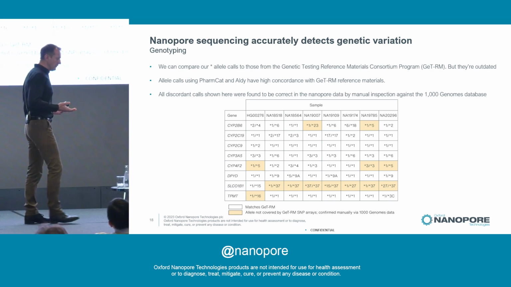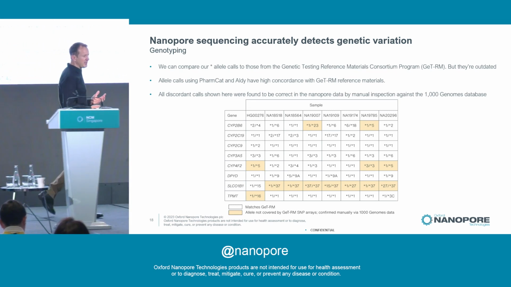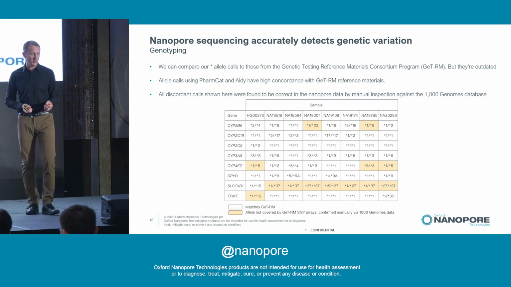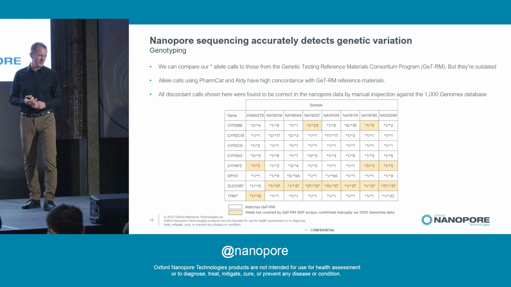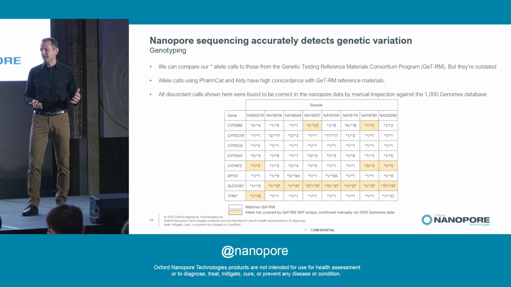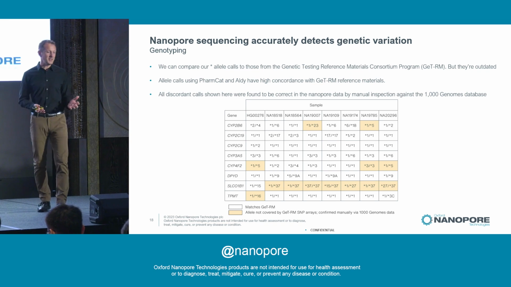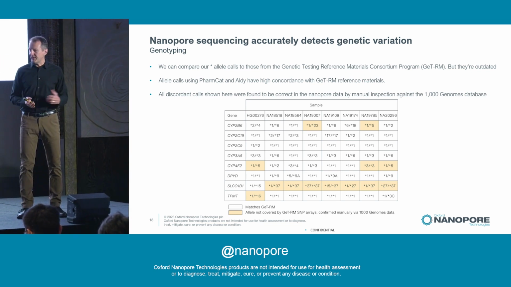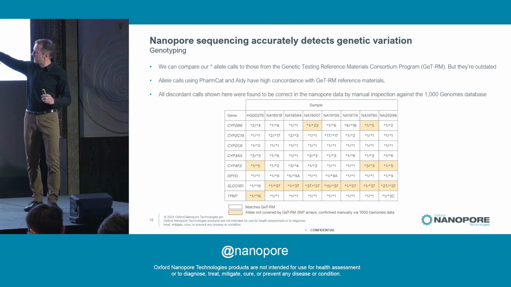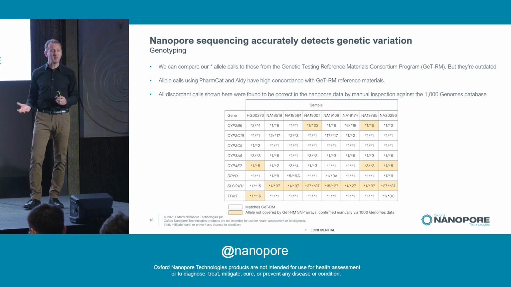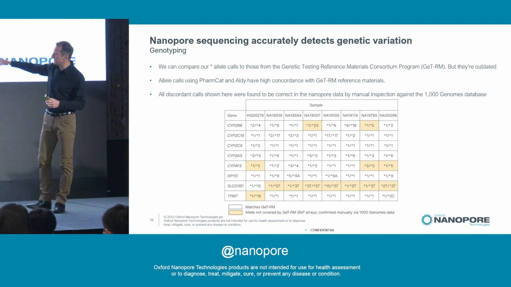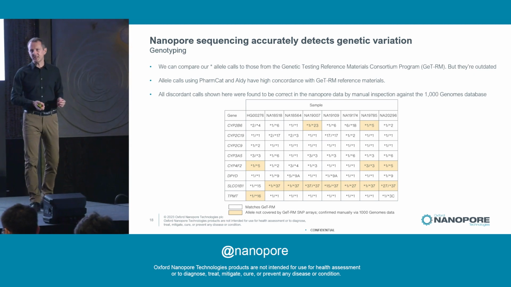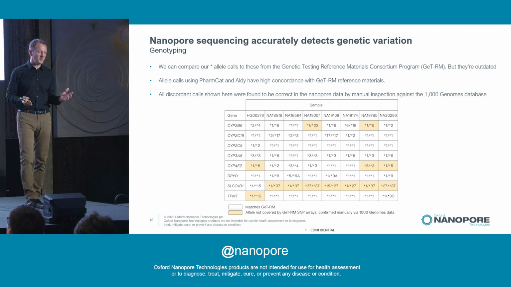And how do we do overall? Well, we can compare the results that we get from our allele calling with the results from the Genetic Testing Reference Materials Consortium program, which is probably better pronounced as GeT-RM. But the problem is that the database that we have for comparison is a bit outdated. When we do our allele calling, we can see that we agree with this database in the vast majority of cases, and that's indicated by the white boxes here. But there are some disparities, indicated by a yellowy color. So it could be that we've got it wrong. It could be that the database is out of date. So we wanted to look into this further.